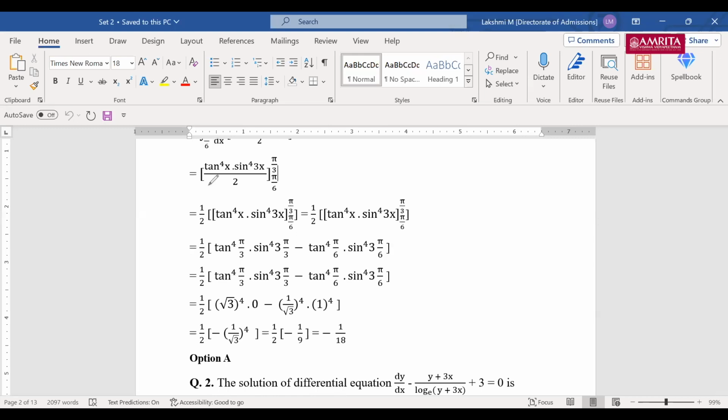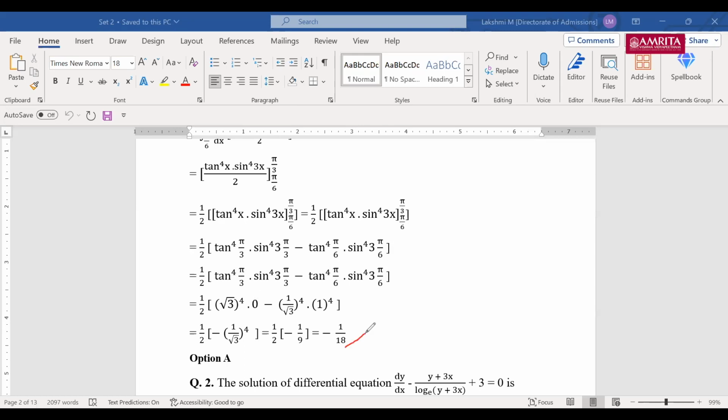So here I have taken this 1 by 2 outside. This is tan raised to 4x into sine raised to 4, 3x. And it's pi by 3 minus pi by 6. So tan raised to 4 pi by 3, what's the value? Sine raised to 4, this 3 will get cancelled. So sine raised to 4 pi. What is tan raised to 4 pi by 6? What is sine raised to 4 pi by 2? You could just apply those values and you have the answer.